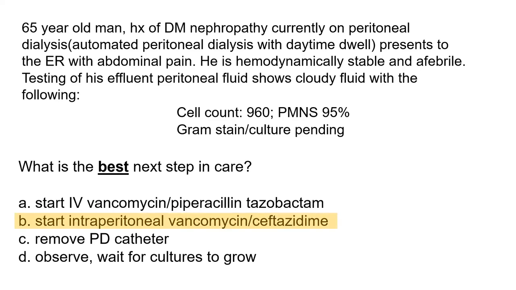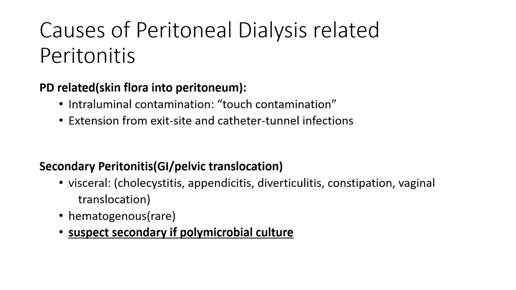All right, so the right answer is start intraperitoneal vanc and ceftazidime. So we'll talk a little bit about this. We're talking about peritoneal dialysis-related peritonitis. In terms of the etiology, it's kind of two main groups to think about. One is PD-related, so think about touch contamination. People not accessing their catheter in a sterile fashion, contaminating with skin flora. Or people can get an exit site infection, which is basically a cellulitis around the exit of the catheter, or a tunnel site infection. And those we're thinking about skin flora that then go into the peritoneum.